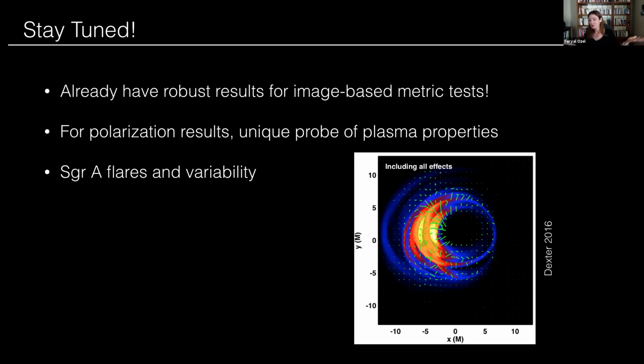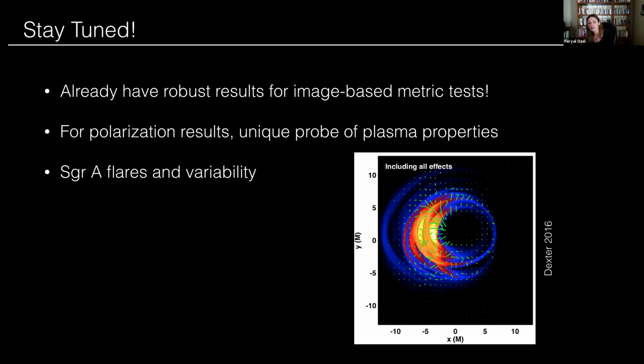Okay, so that's what I wanted to show you today. Basically, the takeaway message is that we already have robust results from image-based metric tests as applied to M87. We can separate out the uncertainties coming from the space-time from the uncertainties coming from the plasma. At some level, that's still the dominant source of uncertainty. However, we have other tools that we are relying on, and I will just say stay tuned for those.